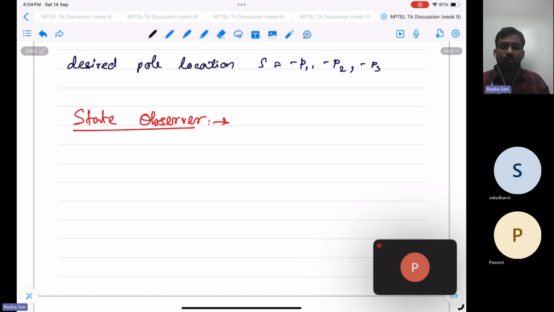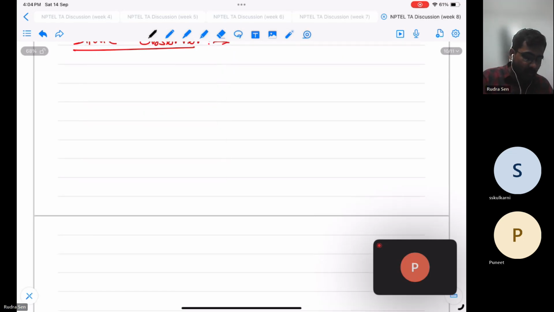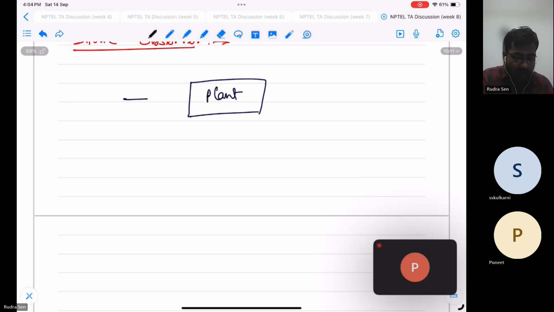The first strong condition to design this observer is that our system has to be observable. So let's say I have a plant. This is my plant. I am giving input to the plant and I am getting output.